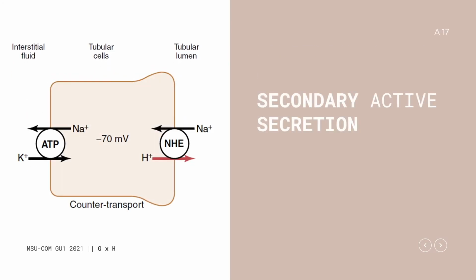Now, let's talk about secondary active secretion, often involving counter-transport of a substance with, once again, sodium. Same precedent. Sodium goes down its electrochemical gradient, entering the cell, but now we'll involve a different transporter, the sodium-hydrogen antiporter, which exchanges sodium going inside for hydrogen going outside to the lumen, the latter process being against its electrochemical gradient.